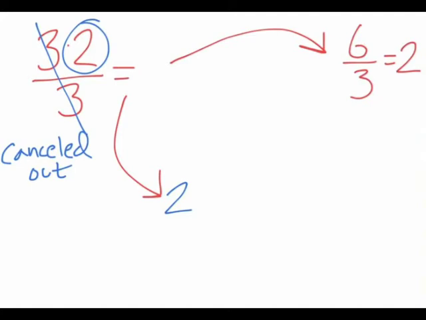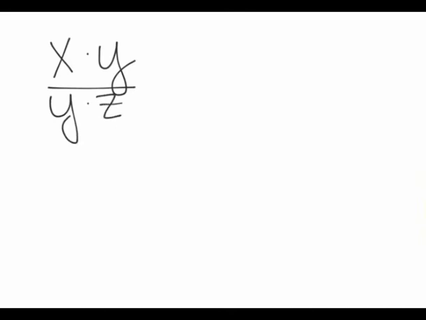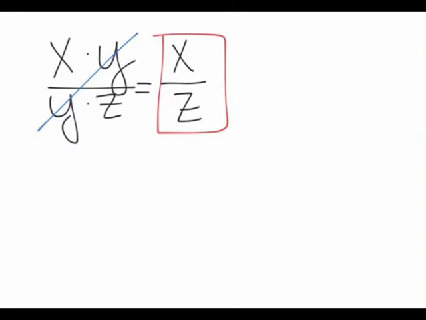So if we can do it with numbers, can we do it with symbols like letters? Well, sure we can. What about x times y divided by y times z? How do we simplify this expression? Well, the operation on top is multiplication, the operation on bottom is multiplication, and there is a y that appears on top and on bottom, so that means that we can simply cancel out the y's, leaving us with x on top divided by z. So x over z is the simplest way to write this expression.